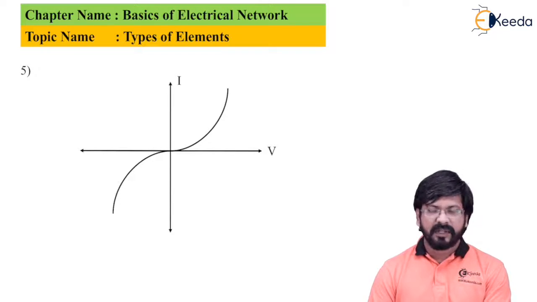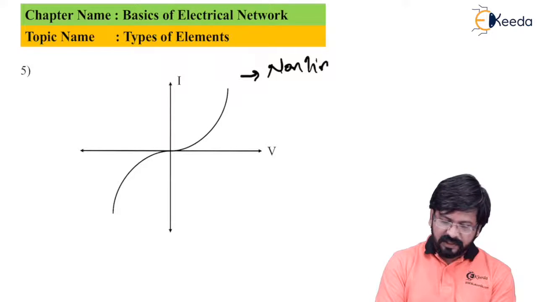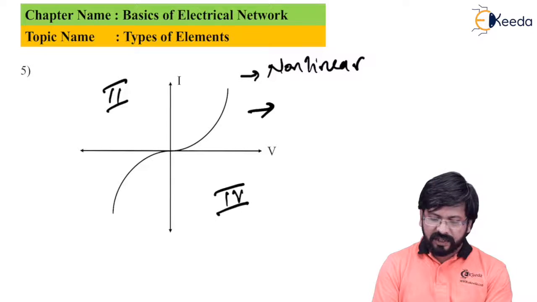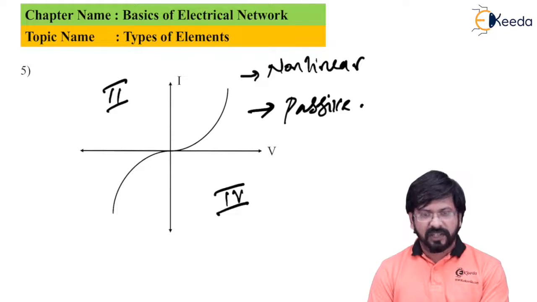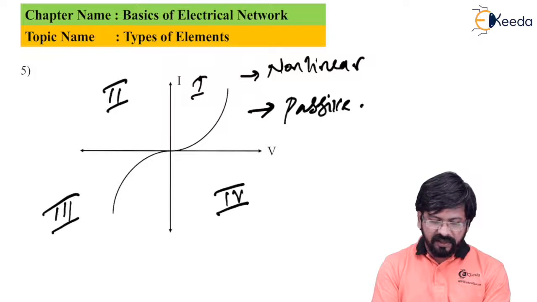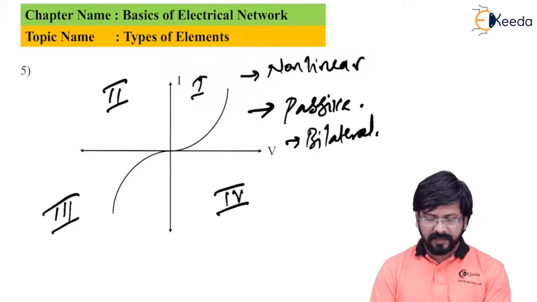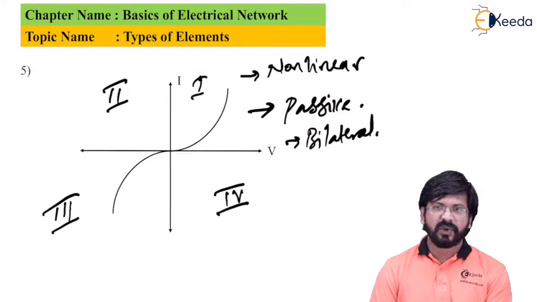Now in this fifth problem, it is a clear indication that it is not a straight line passing through the origin. It means it is a non-linear one. Again, there is no characteristic falling in the second or fourth quadrant. It means it is a passive element. And the last conclusion, as you can see, is that exactly similar behavior appears in the first quadrant and third quadrant. It means it is a bilateral device. So from the fifth problem, it can be concluded that it is non-linear, passive and bilateral. Let us go to the last problem now.